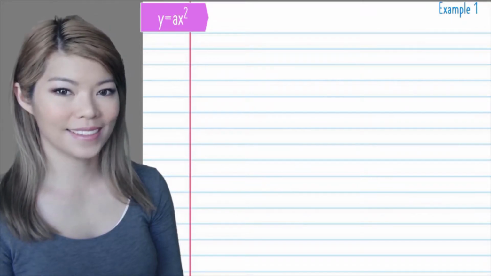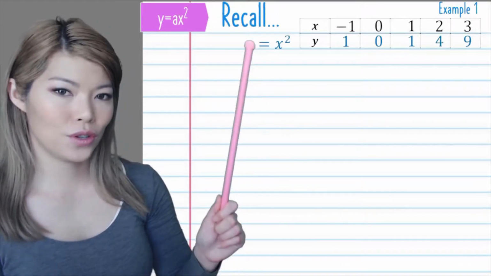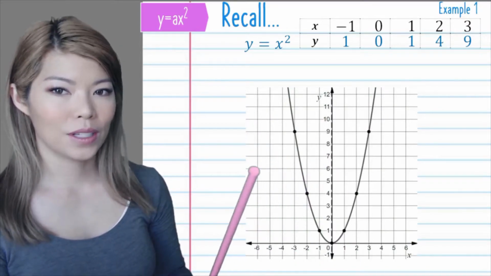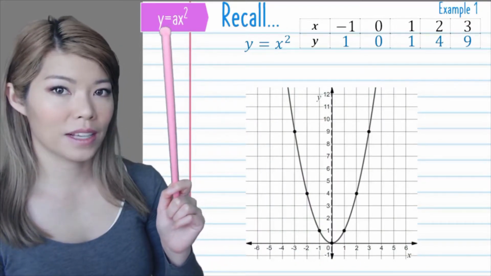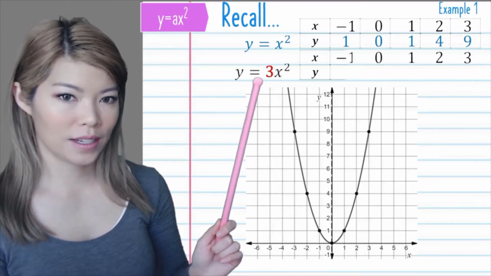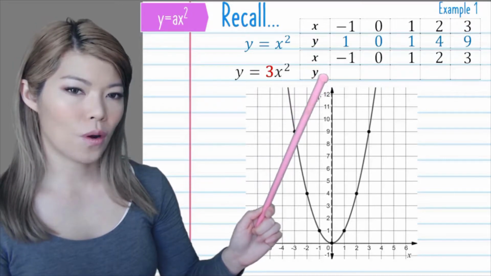Example 1. Recall from last time that we drew y equals x squared and it looked somewhat like that. Today we're going to change and put numbers in front of x squared and see what happens. So let's say we put 3 in front of x squared. Let's figure out what the y values are.